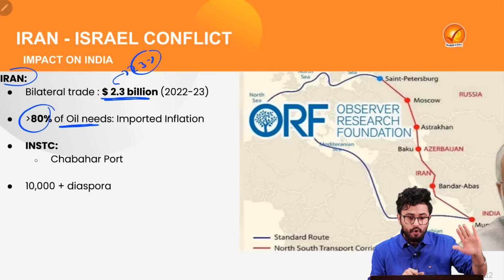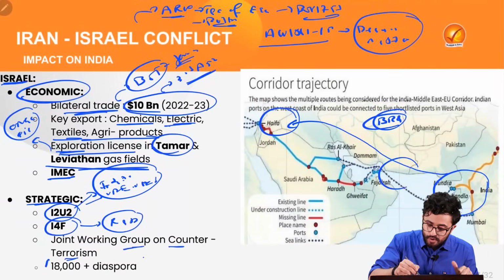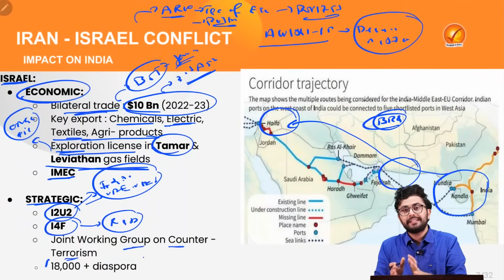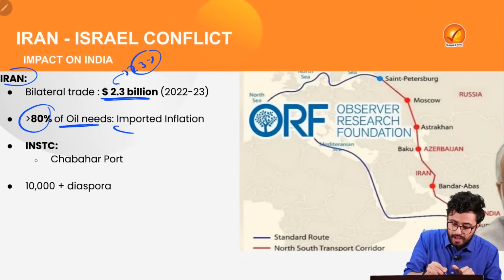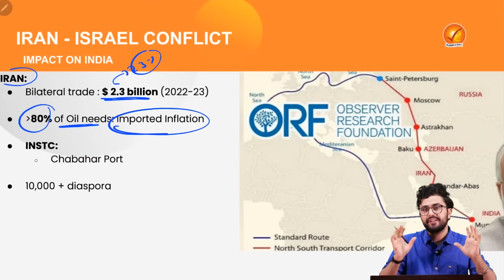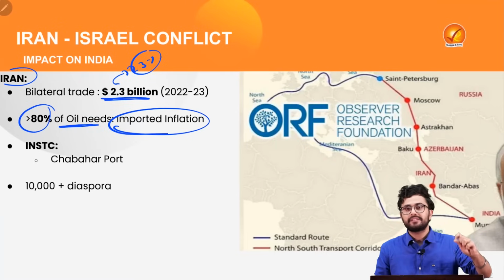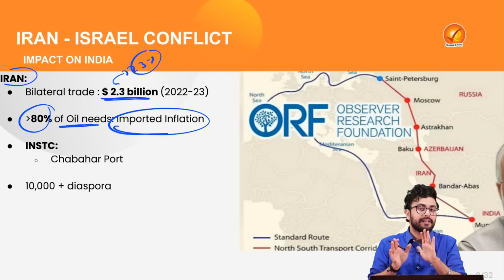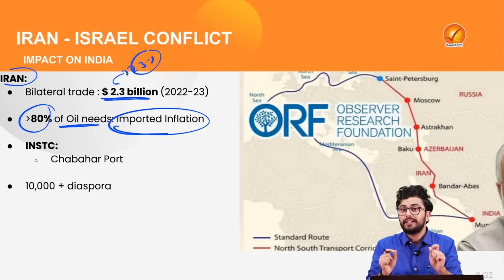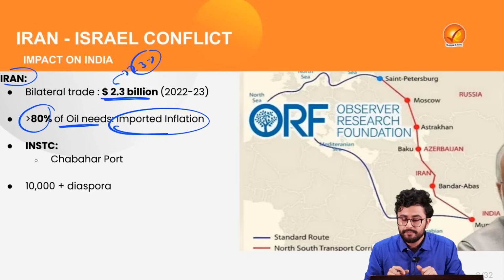if there is a conflict in this particular region of the Gulf, it will ultimately lead to an increase in oil prices, and thus we will have an issue of imported inflation, where the prices of goods and services will ultimately increase in our economy, and these issues can significantly hamper our growth prospects.